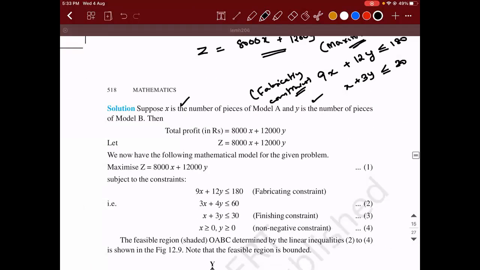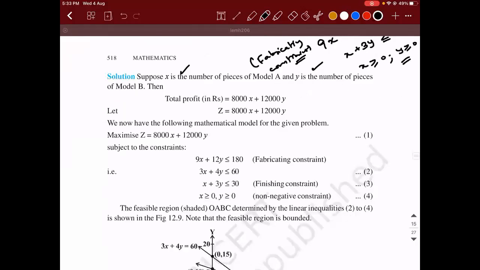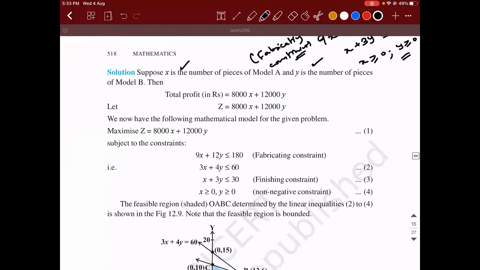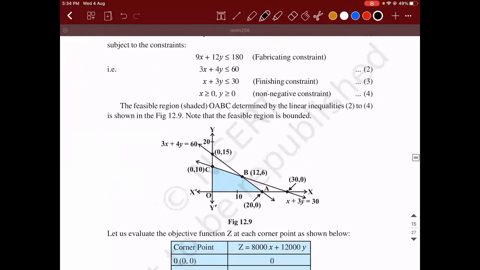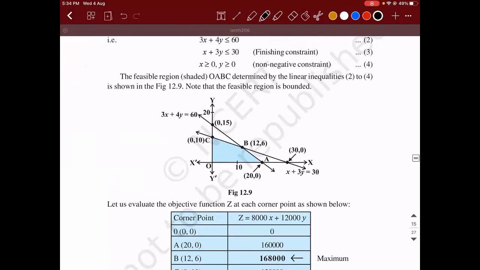Now, x is greater than or equal to 0, number of models, and y is greater than or equal to 0. Solve this, we'll get the answer. And here also you will get a bounded graph because you have less than or equal to. You will get this, you can maximize the profit. Guys, am I clear? Yes, sir. So this is how you frame equations.